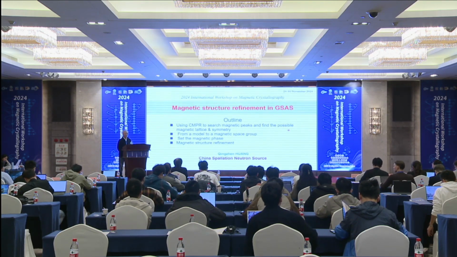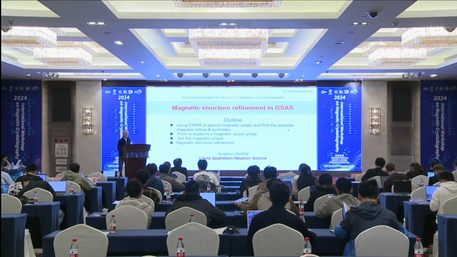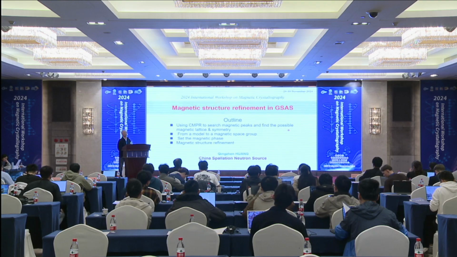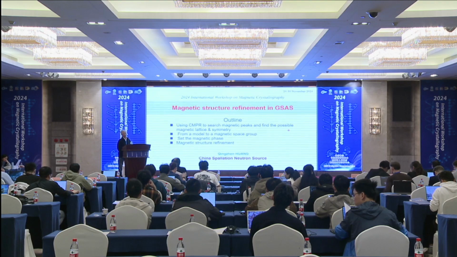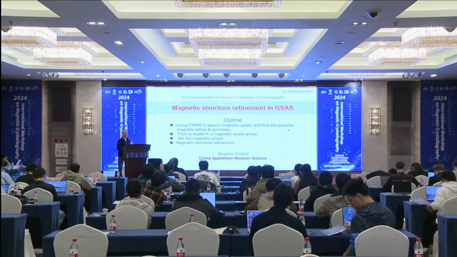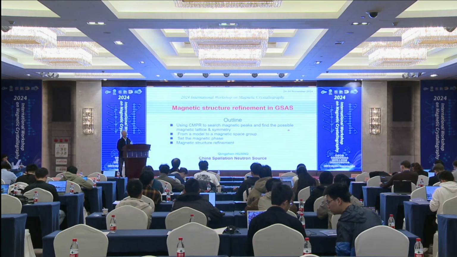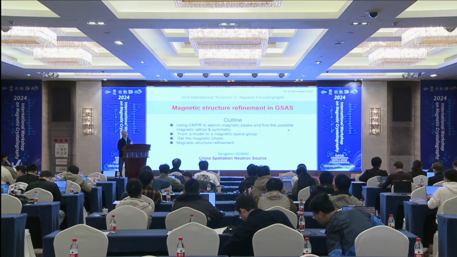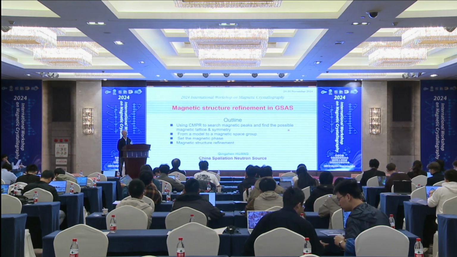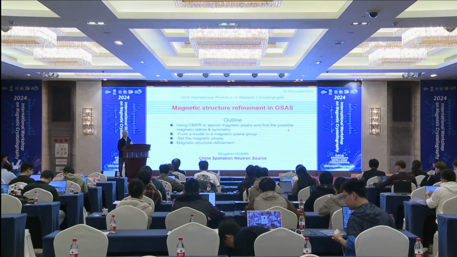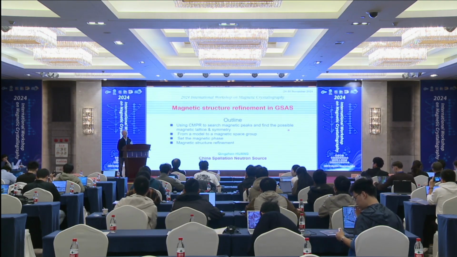Today I'm going to discuss with you how to use the CMPR, which is also for analyzing the profile, the neutron profile, X-ray profile, to search for the magnetic peak and find the possible magnetic lattice and symmetry. This is done manually, not like the previous talks, where they use a program. Then from a model to the magnetic space group.